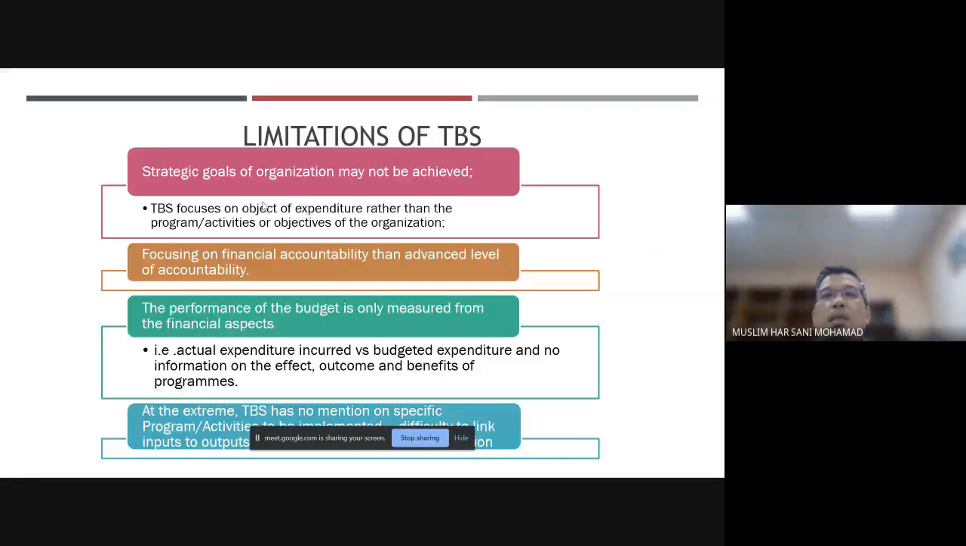That also relates to the limitations of traditional based budgeting. First one, strategic goals of organizations, here referring to the public sector, may not be achieved. TBB focuses on objects of expenditure rather than the program activities or objectives of organizations. Focusing on financial accountability rather than advanced levels of accountability. So in traditional budgeting, I think there is also a dimension of performance. The performance is based mainly on financial. They call it financial performance.